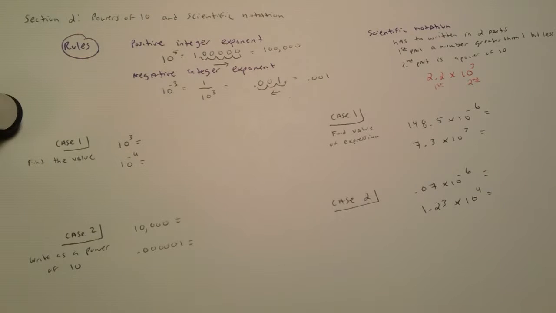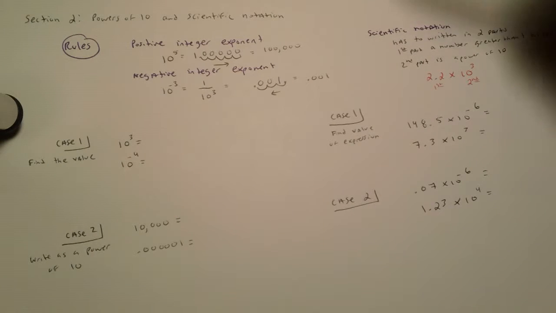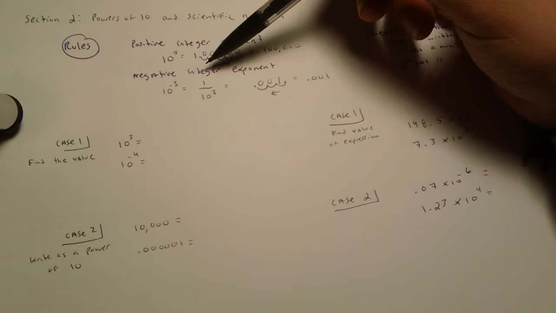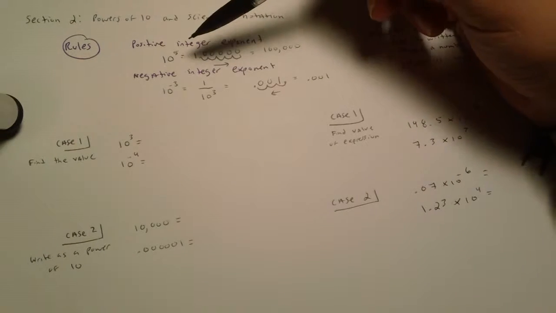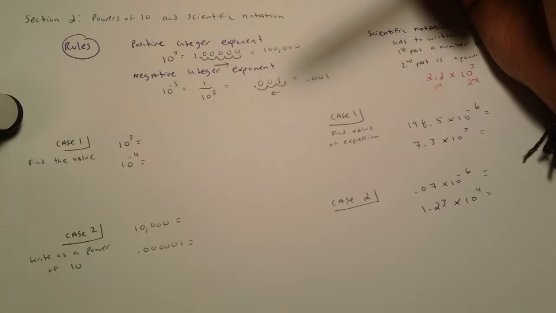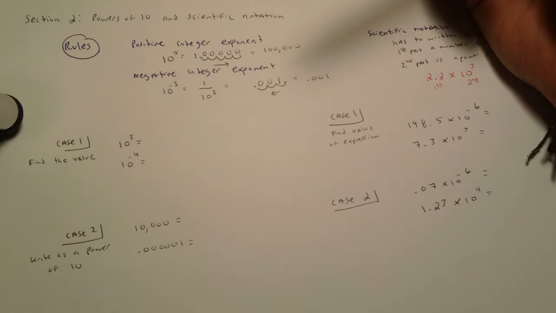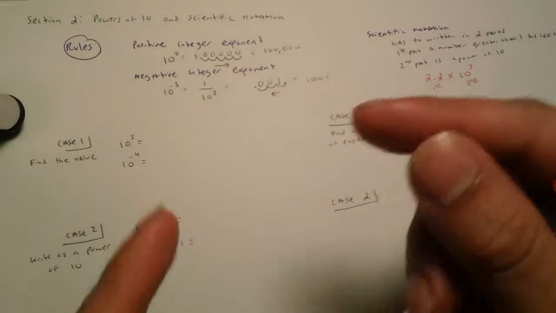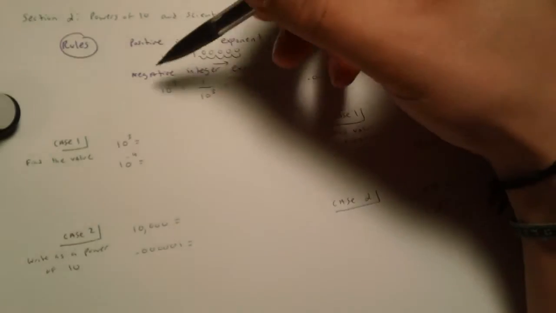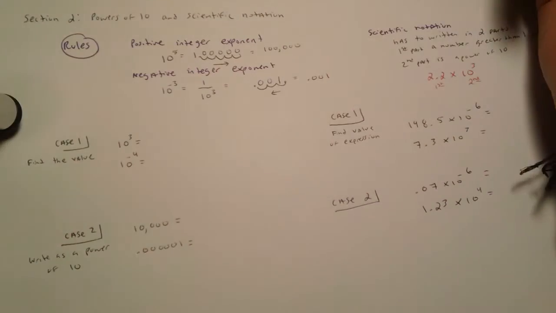10 and scientific notation. There's pretty much only 3 rules you have to remember about this part of mathematics. You're dealing with a positive integer exponent or negative integer exponent whenever you're dealing with powers of 10. And powers of 10 are just an alternative way of simplifying very large numbers into a very condensed form. I'll show you. We have a couple examples that we're going to do.